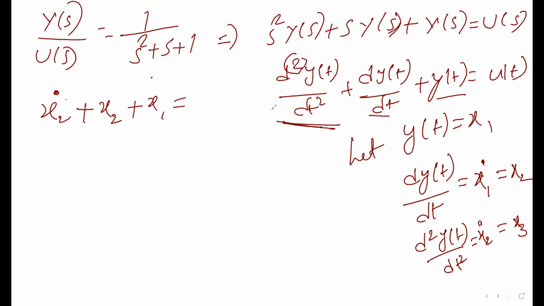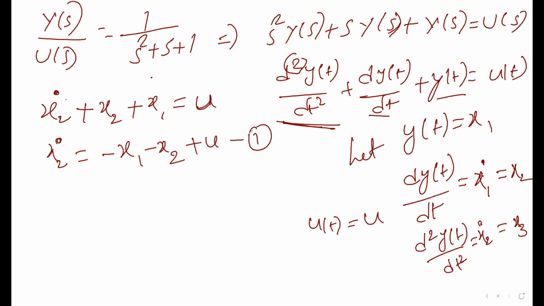Equal to what is u of t? u, sir. So from this, what is x2 dot? Minus x1 minus x2 plus u, equation 1.